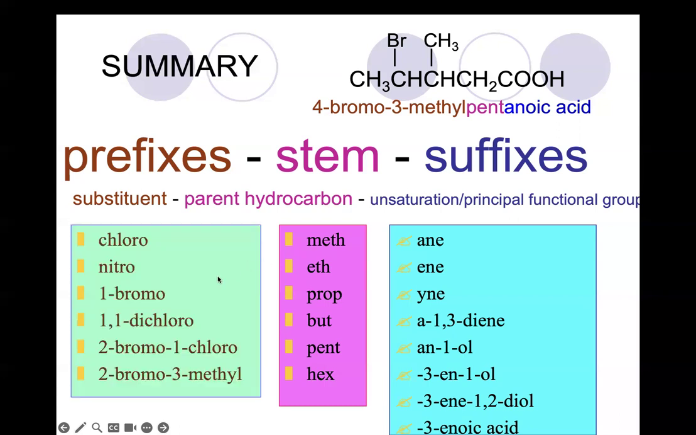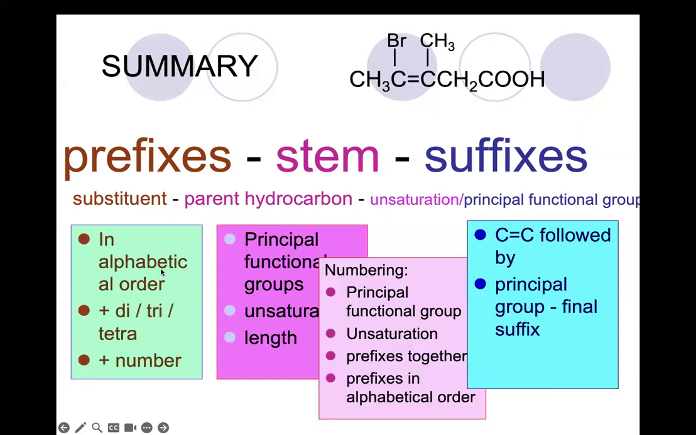And then those substituents: chloro group, bromo group, dichloro, or bromochloro. First of all, we need to label bromo first and then chloro, or bromo first and then methyl. So this one, B or M. So we need to take care about the alphabetical order as well. One of the words, nitro: if you see NO2 in the system, it would be nitro. However, this is not in the DSE syllabus as well.